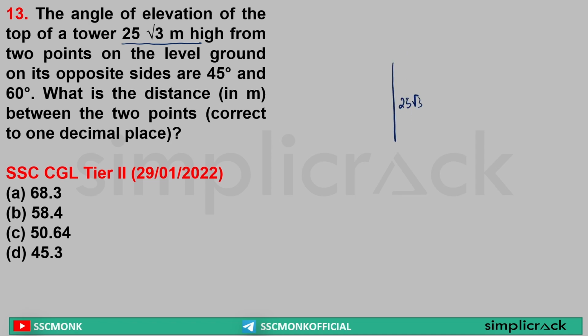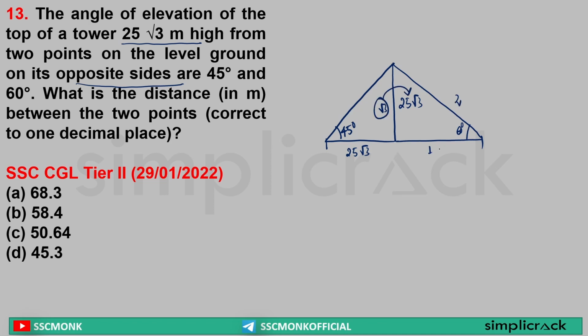It is saying two points on level ground on opposite sides. So if one point is over here, another point will be over here. One is making an angle of 45 degrees. That means this is 1, that is equal to 25 root 3. Another is making an angle of 60 degrees. That means if this is root 3, this will be 1, this will be 2. Now, sir, this root 3 is equal to 25 root 3. So one part is equal to 25. Yes or no? Yes sir.